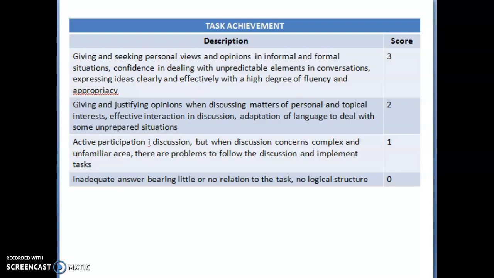Score 2: active participation in discussion, but when the discussion concerns a complex and unfamiliar area, there are problems following the discussion and implementing tasks. Score 1: inadequate answer, bearing little or no relation to the task, no logical structure. It is score 0.